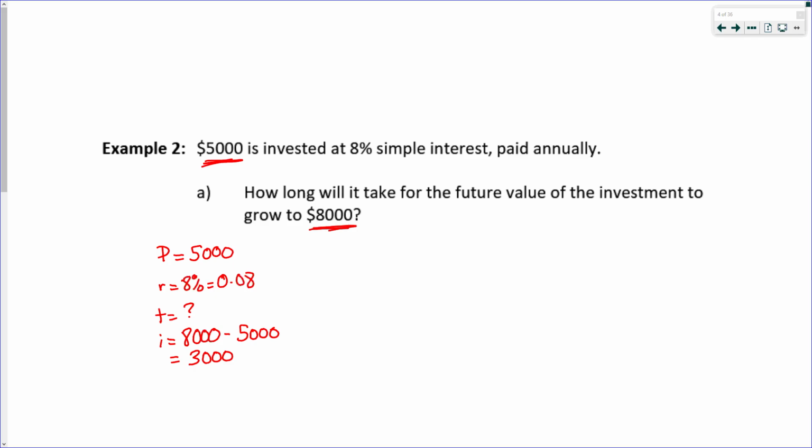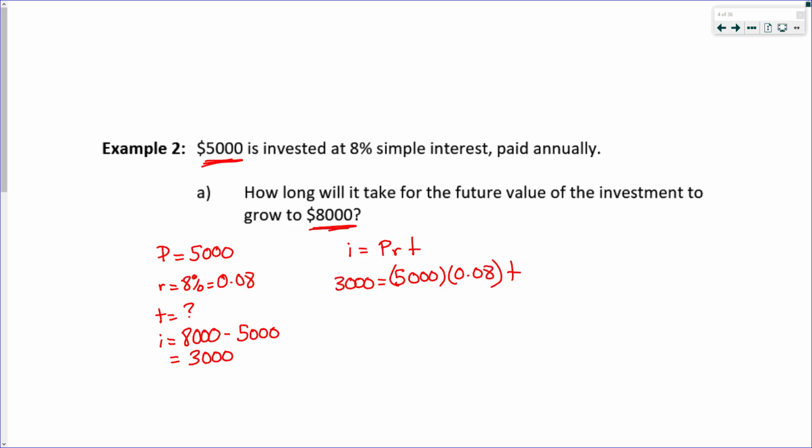Now I'm going to go to my formula. So I is equal to PRT. I have my interest this time, so I'm going to write in the 3,000. I have my P, my principal, which is 5,000. I know what my R is, my interest rate is 0.08. And my T, I don't know, so that's what I'm going to find. Now I have to use my algebra skills to solve this problem. So I'm doing 5,000 times 0.08 times T.